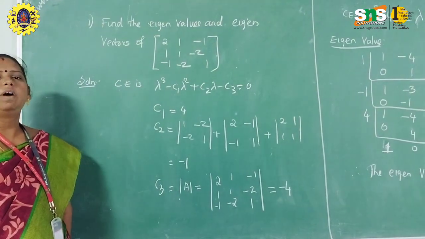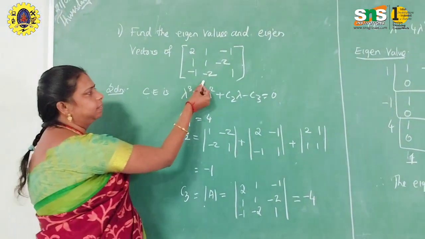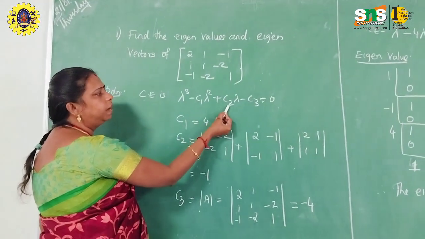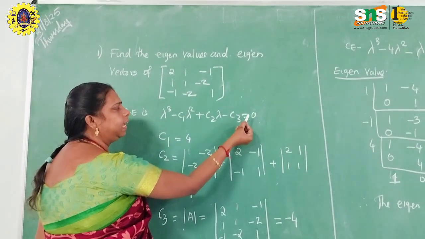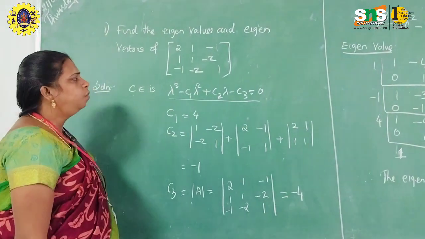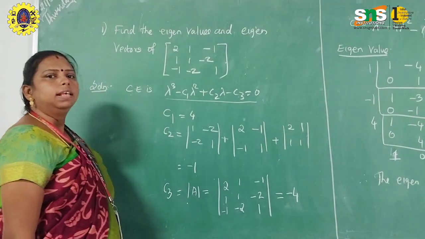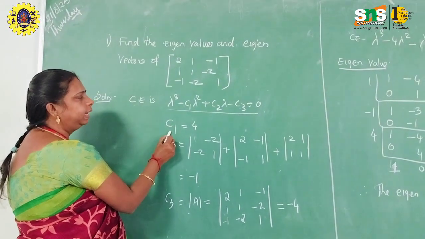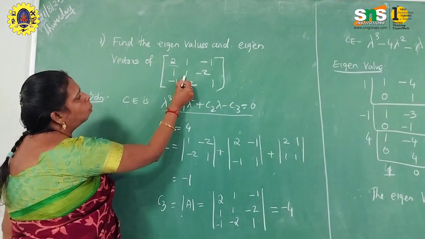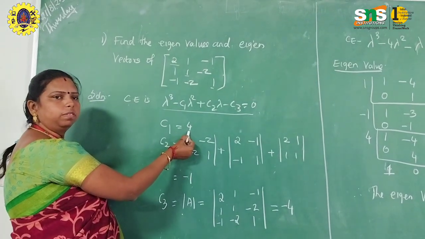The first step is to find the characteristic equation. The characteristic equation of a 3 cross 3 matrix is given by lambda cube minus C1 lambda square plus C2 lambda minus C3 equal to 0. We are going to find the value of the unknown constants C1, C2, C3. C1 is got by adding the main diagonal elements. The main diagonal elements are 2, 1, 1. 2 plus 1 plus 1 is 4. So we get the value of C1 as 4.